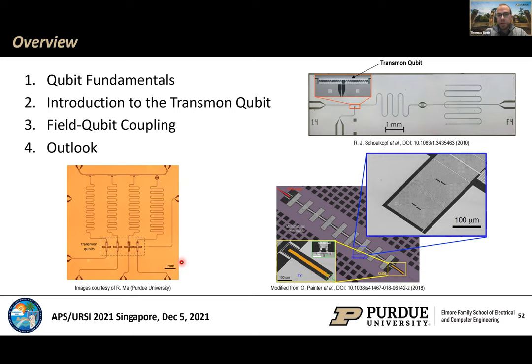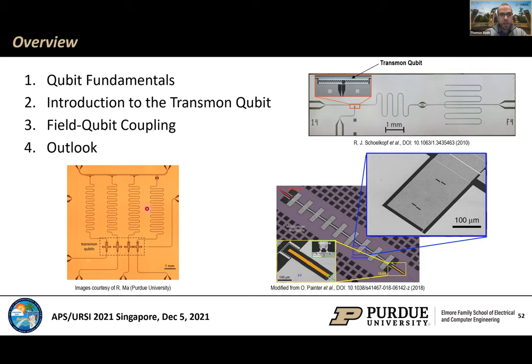So after we have a better appreciation for how the transmon qubit works, then we can start looking at how electromagnetic fields couple to qubits, so we can understand all these different pieces that go into the system to be able to operate these types of devices. And then we'll end with a brief outlook on the field and some perspectives on where the AP community can potentially have an impact on this emerging area.